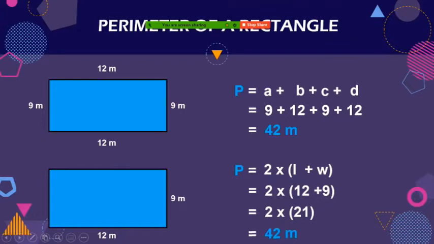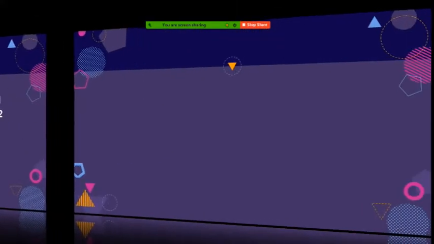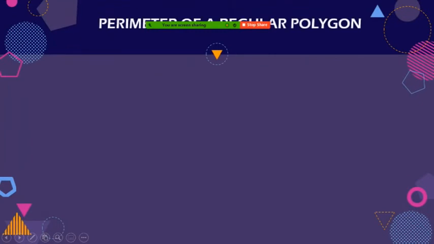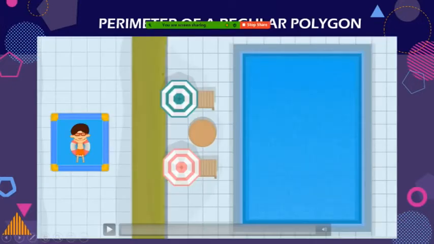Now that you know how to find the perimeter of a rectangle, let's find out how to find the perimeter of a regular polygon. Again, in the warm-up activity, we said that regular polygons have equal sides and equal angles. So let's see how we can find out the perimeter of a regular polygon. Watch this video.